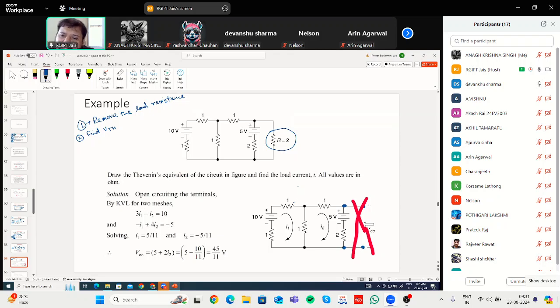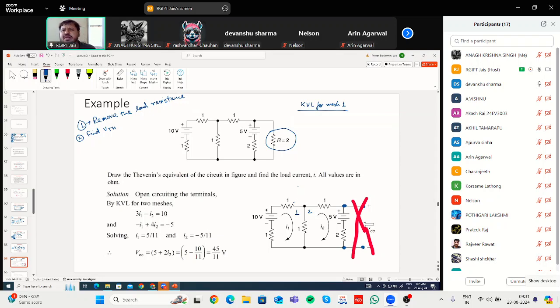So let us say this is mesh 1, this is mesh 2. You have assumed that current I1 is flowing through mesh 1 in clockwise direction, and current I2 is flowing through mesh 2 in clockwise direction. Now write the KVL equation, KVL for mesh 1. You have to move in clockwise direction.